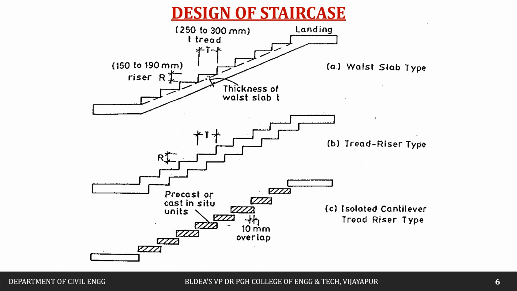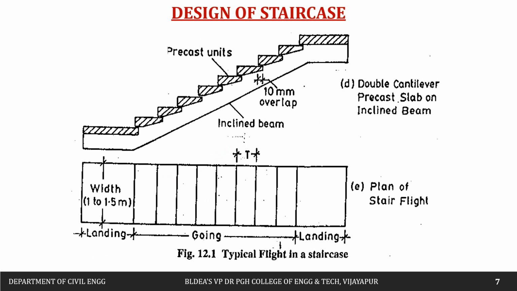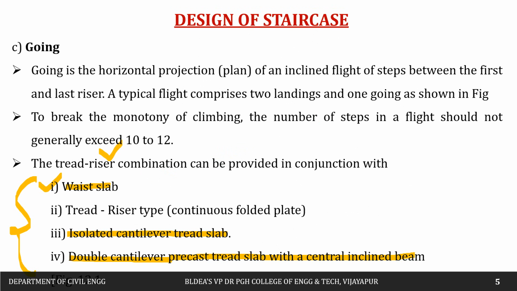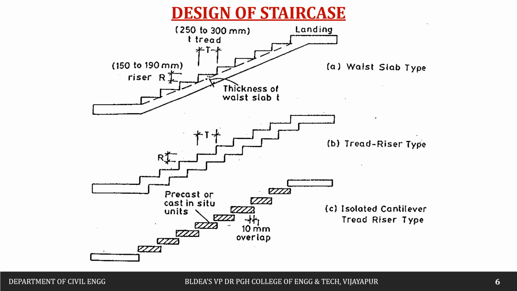In this, if you see, there is no waste slab. So if you see, we have risers and treads here. This is another type of staircase. Then next is the isolated cantilever tread slab. Here we may have, if you see, this is the landing, treads, you can see the isolated cantilever tread riser type.